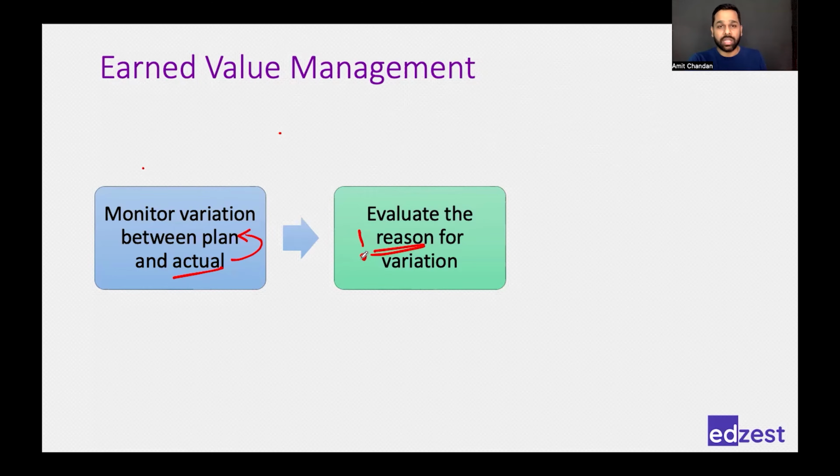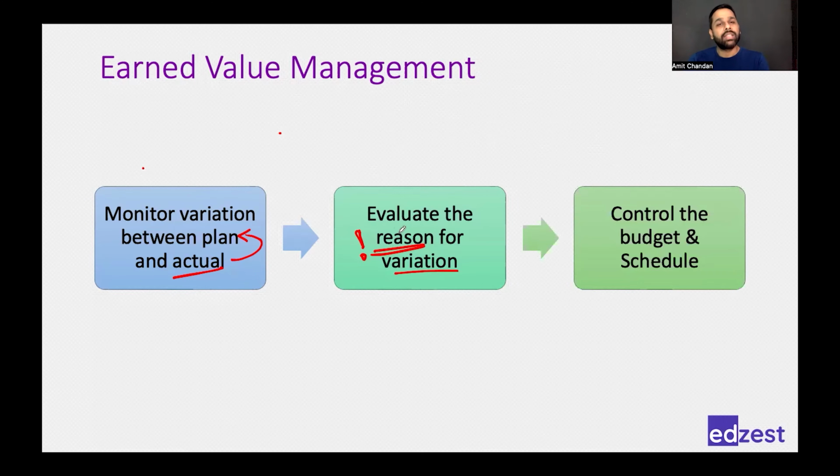You have to understand the reason for the variation, whether it is variation in schedule or in cost. And once we have understood the reason for variation, then we need to control, which means we need to take some action to ensure that budget and schedule are brought back to the plan. We should try for that. It may be possible, it may not be possible, but we should always try to figure out, okay, how can I reduce the impact of this variation?